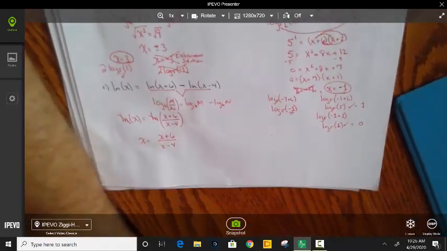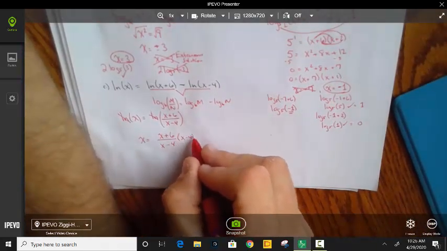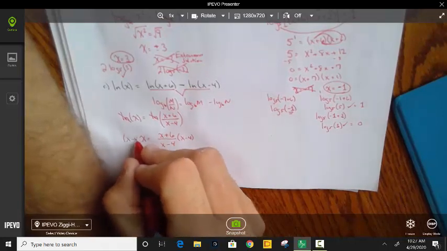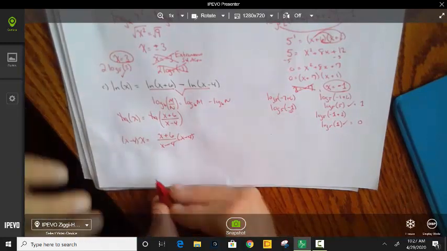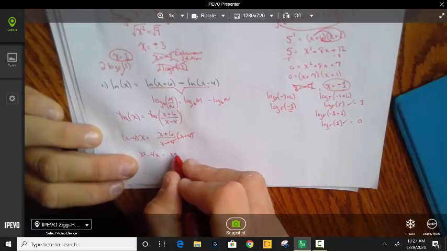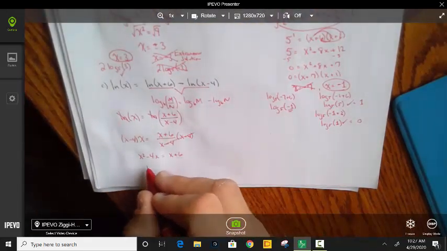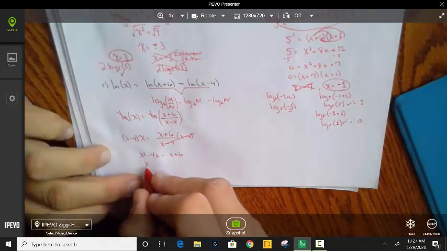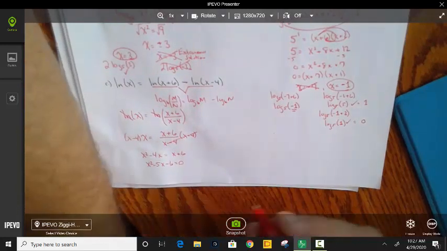And then solving with the appropriate method. Since we're dealing with a fraction, we're going to multiply both sides by x minus 4 to get rid of the denominator, x minus 4, which is then going to give us x squared minus 4x equals x plus 6. And then that's a quadratic, so we're going to subtract the x and the 6 over and get x squared minus 5x minus 6.